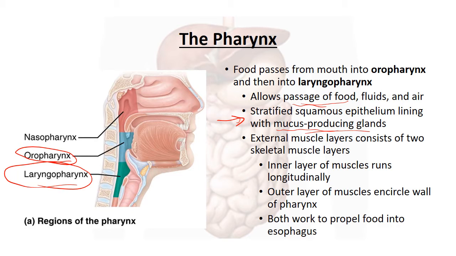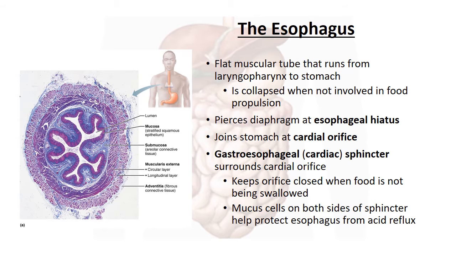Now in the pharynx, the muscularis externa has the two layers of muscles. You've got that inner layer of muscle that will run longitudinally. The outer layer of muscle in this area circles the pharynx, and they both work together to propel the food into the esophagus. So now let's look at the esophagus itself.